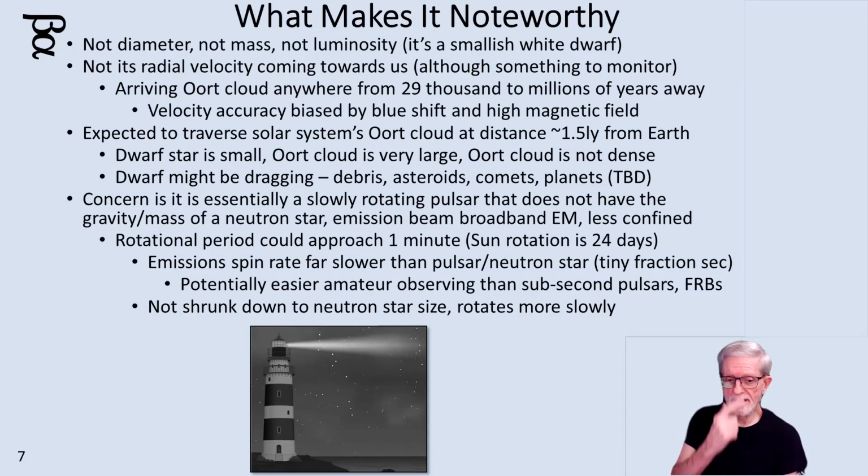Its rotational period is expected to be about 1 minute. The sun's rotation is about 24 days, so it's slowly rotating. Think of it as a slow-moving lighthouse. Your typical pulsar or neutron star is going to be rotating in tiny fractions of a second. The slow rotation should make it easier to spot than your typical sub-second pulsars or your fleeting fast radio bursts. And it's not shrunk down to the size of a neutron star. It's bigger than that, which means it's not going to be rotating very fast anytime soon.